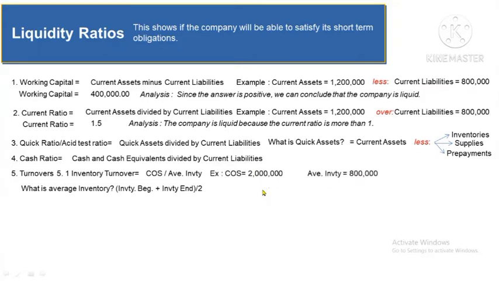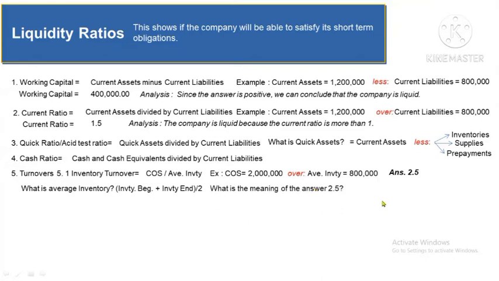Example, you have 2 million cost of sales and average inventory of 800,000. So what are you gonna do? Of course, you're going to divide 2 million by 800,000 in order to get the answer 2.5. Sir, what's the meaning of the answer 2.5?